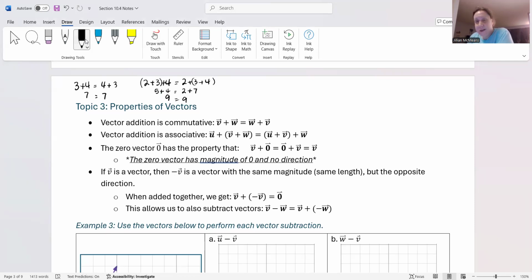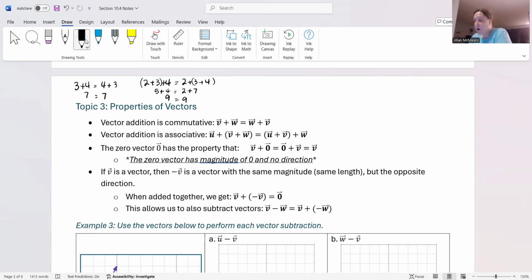The same thing is kind of true for vector addition. If you have vectors u, v, and w, you could start by adding v and w and then add u to that, or you could start by adding u and v and then adding w to that. You're going to end up with the same thing.